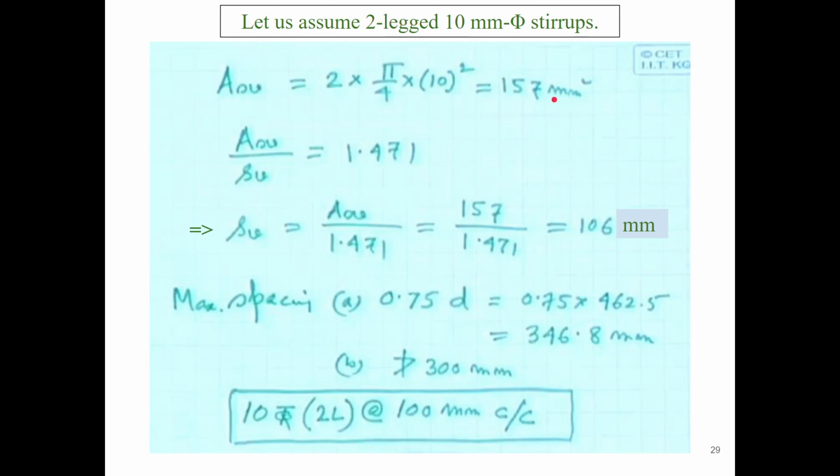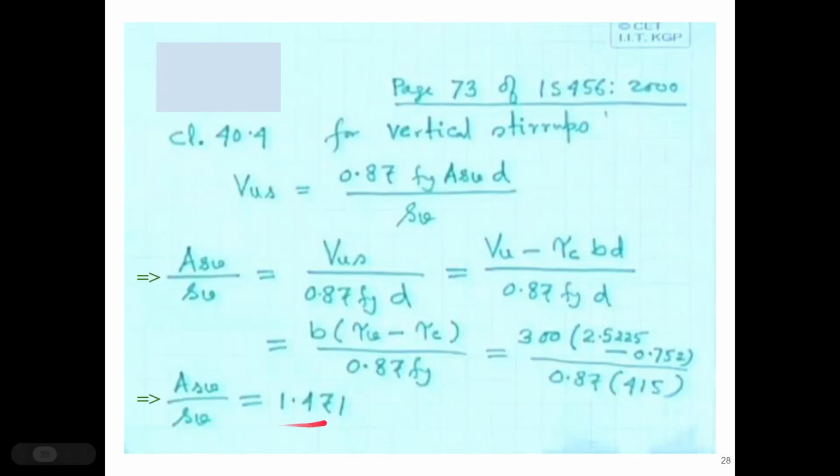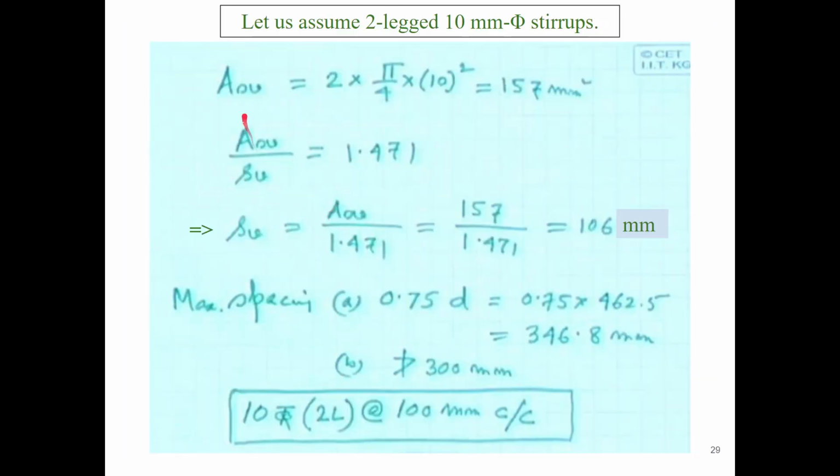So ASV value will be 157 squared. Okay, so we have found ASV by SV equal to 1.471, right? So substituting ASV value, we will get SV is equal to ASV by 1.471, which is 157 by 1.471, that is 106 millimeter.